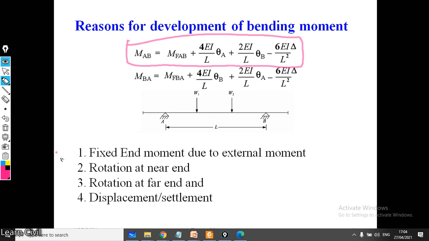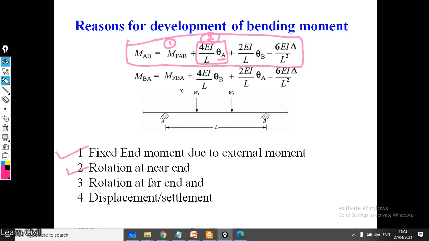the first reason why bending moment is developed is the fixed end moment developed due to external load. So this is reason one, that is fixed end moment. The second reason here is rotation at near end. This is the bending moment which is developed due to rotation at near end.